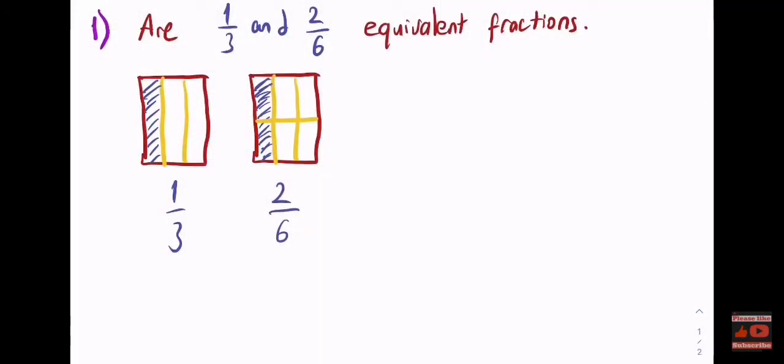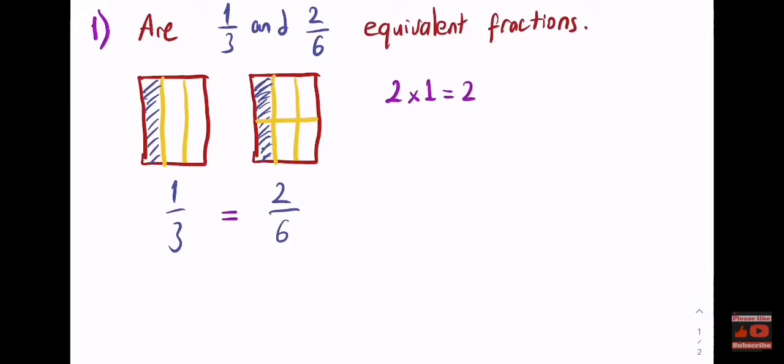Now we have an example. Are 1/3 and 2/6 equivalent fractions? We have two same figures. The first one is divided into 3 equal pieces. The second one is divided into 6 equal pieces. In the first one, just one part is shaded. In the second one, two parts are shaded. And we can see that they show us the same amount of shaded part. So 1/3 equals 2/6 because they have the same amount of shaded part.